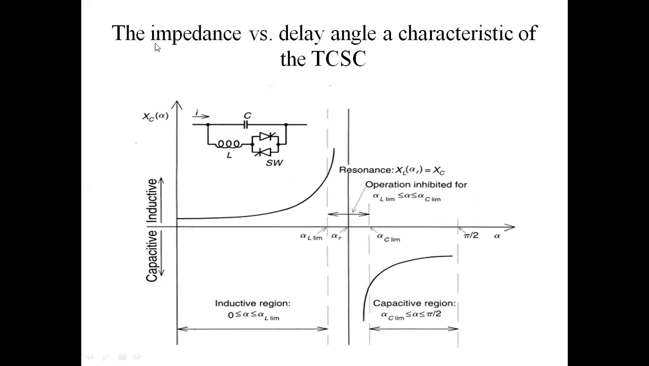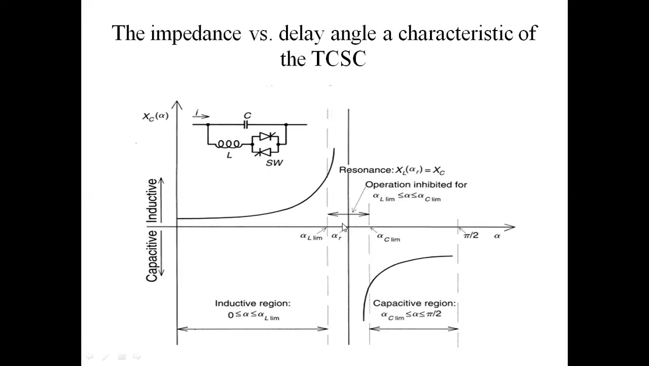Some books have compensator. In the circuit, first this y-axis is XC of alpha. This x-axis is alpha. In this x-axis, this pi by 2 is 90 degrees. Here alpha L limit, next alpha R, next alpha C limit. Here total three regions. One is the inductive region, second is the capacitive region, third one is this prohibited region.